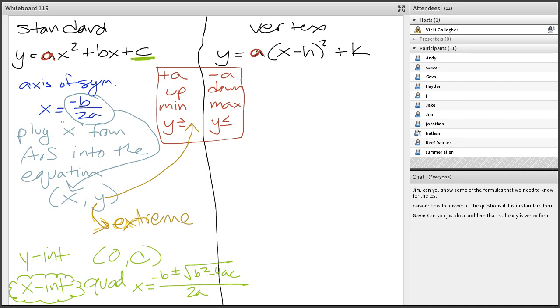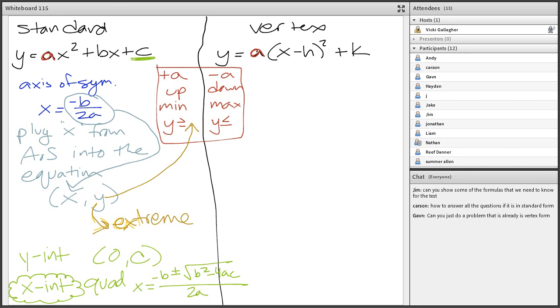when they're not whole numbers. Honestly, if you love the quadratic formula, you could use it anytime it's in standard form to find your x-intercepts if you really wanted to. It's a lot of extra work that's not necessary, but you could. I think that's all of the things that you need to know for standard form.